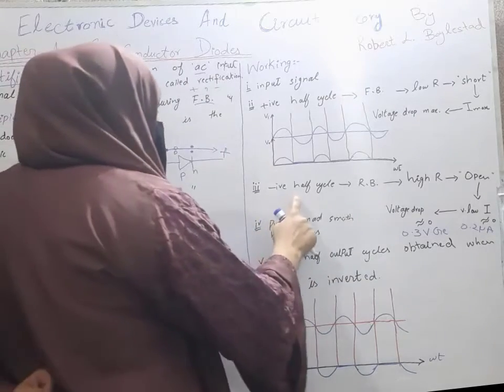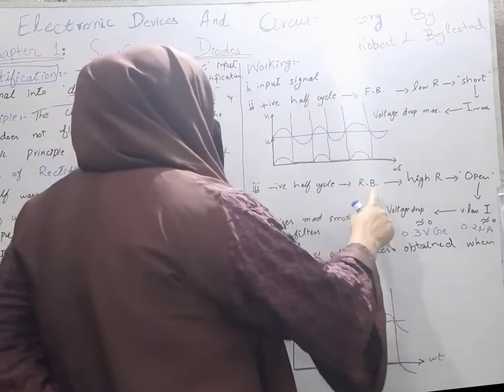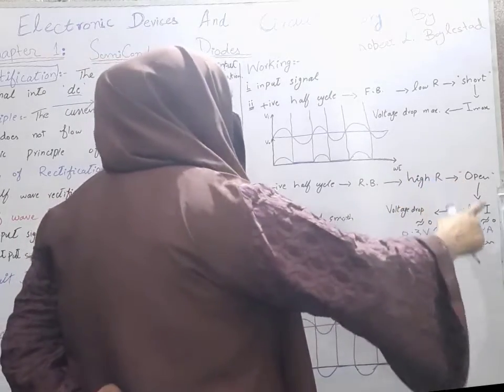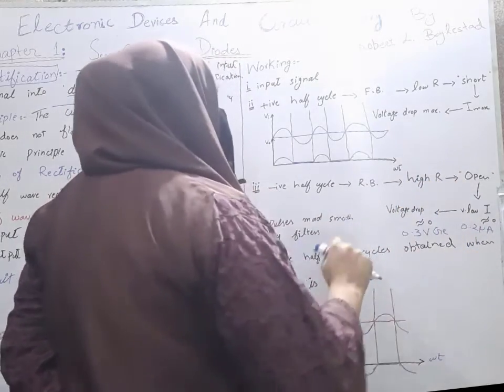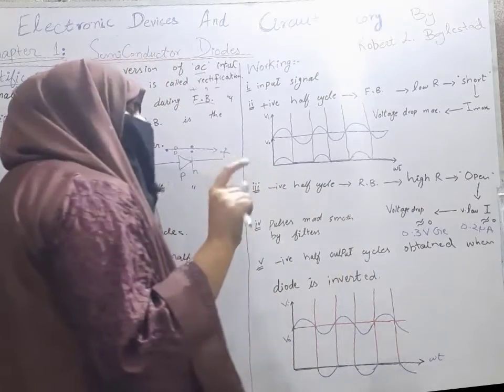So for the negative half cycle, we will have reverse biasing, high resistance, open circuit, very low value of current and very low value of voltage drop.